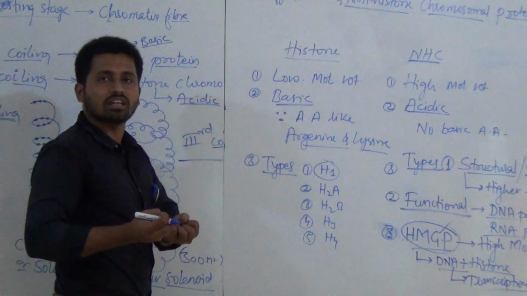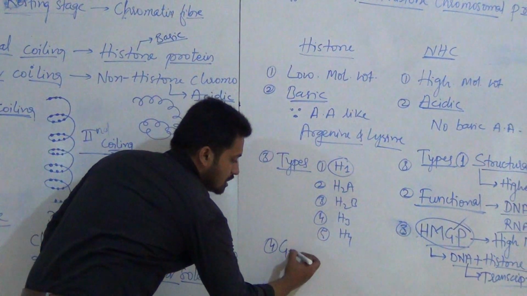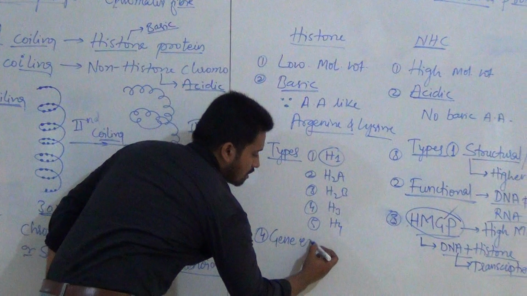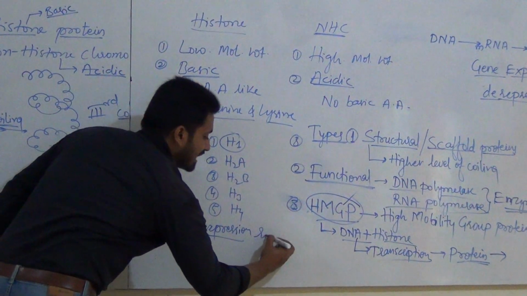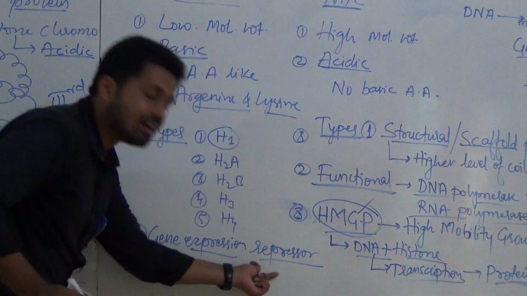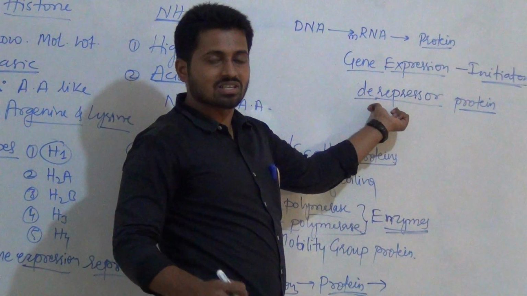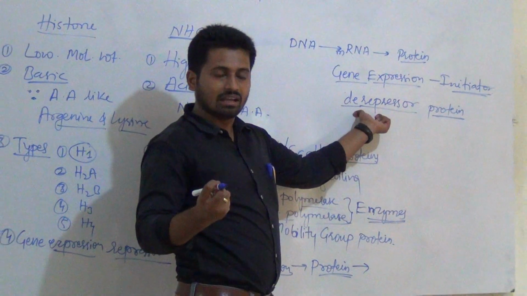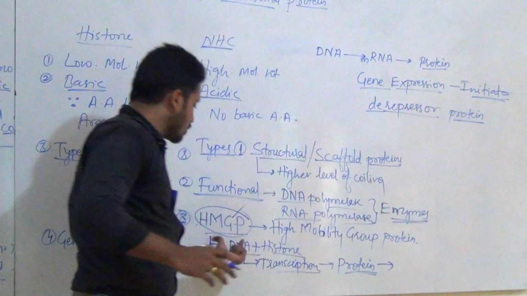the DNA together and it is becoming what? Gene expression repressor. The terms are different here. Repressor here, and de-repressor there. De-repressor means that which is stopped, inhibited, that one is going to become free by these proteins.